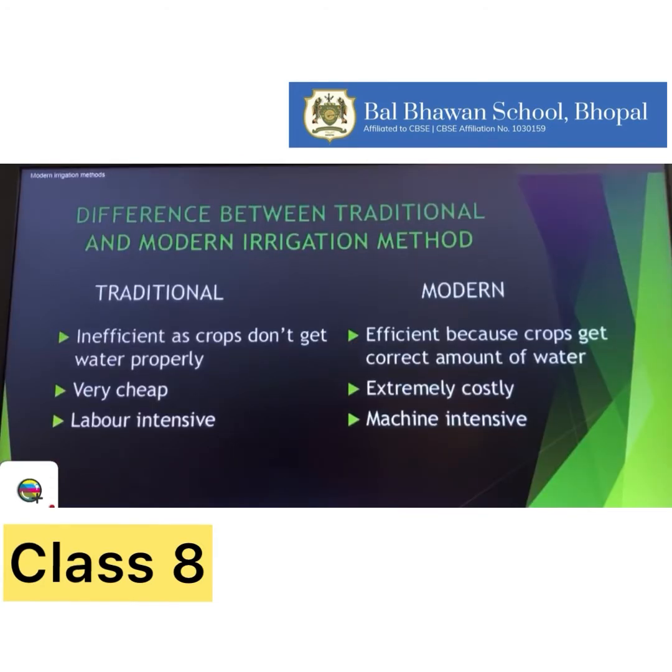Now let us see the difference between the traditional method and modern method of irrigation. Traditional methods are inefficient as crops don't get water properly, very cheap and labor intensive. While the modern method is efficient because crops get the correct amount of water, it is extremely costly and machine intensive, meaning it requires some machines to irrigate the crops. Whereas in the traditional method, human labor or cattle or other animals can be used for irrigating purposes.